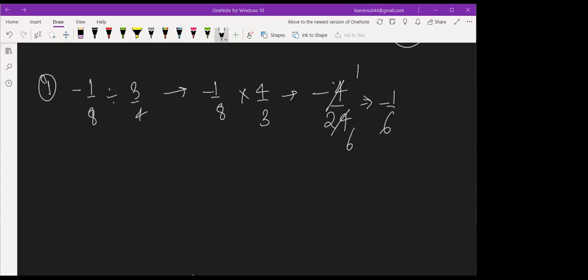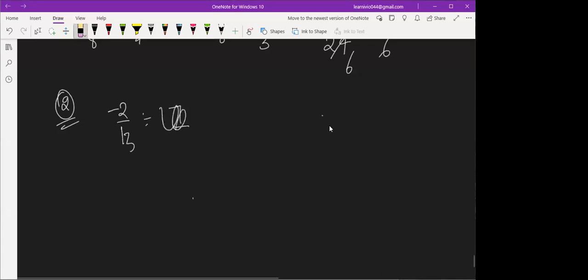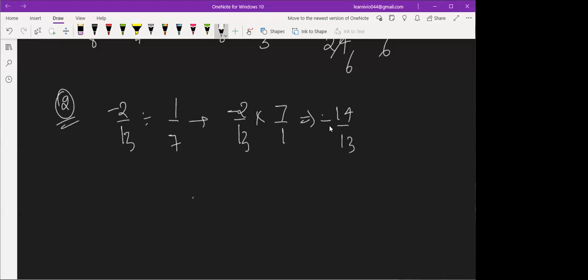Yes, ma'am. Now, second question. Can you say, tell me the second question. -2 by 13 divided by 1 by 7. Okay, so what's the answer for this? The answer is -14 by 13. How? Because you have -2 by 13 into 7 by 1. So it becomes -14 by 13. Right? Yes, ma'am. Okay, now third one.